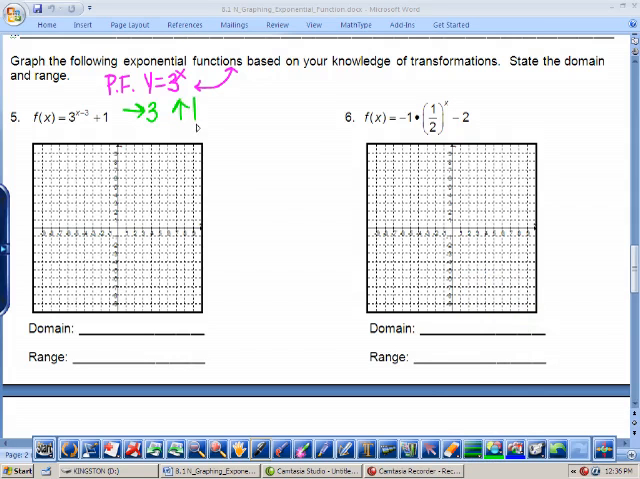Okay. Think about those two things I told you were on every parent function. We have a horizontal asymptote, we have the point 0,1. I want you to think about that horizontal asymptote. What type of transformations affect a horizontal asymptote? Vertical shifts up or down. So that shift up is going to move our horizontal asymptote from y equals 0 to y equals 1. Your asymptote is always the first thing you want to plot.